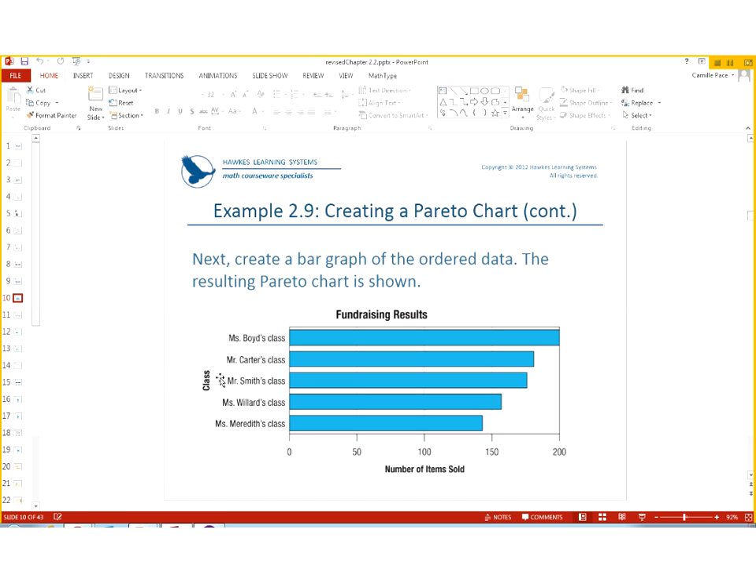So when you graph it, again, this is a bar graph. We just flip the x and y axes. Because here, now on the y-axis, we have each name of the class for the teacher: Miss Boyd's, Mr. Carter's, Mr. Smith's, Miss Willard's, and Miss Meredith. And along the bottom, we have the frequency. You can have a bar graph that goes up and down, or you can have one that goes side to side. It doesn't matter. But notice, the least amount is at the bottom for the sold, and the greatest amount is at the top. So a Pareto chart can put them from greatest to smallest, or smallest to greatest.